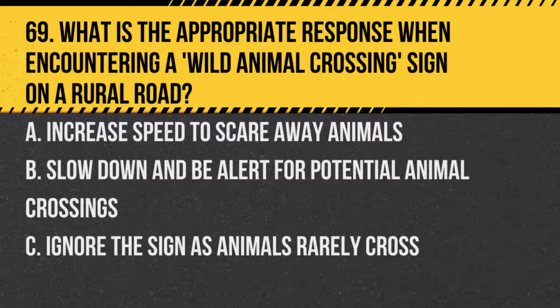Question 69. What is the appropriate response when encountering a wild animal crossing sign on a rural road? A. Increase speed to scare away animals. B. Slow down and be alert for potential animal crossings. C. Ignore the sign as animals rarely cross. Answer. B. Slow down and be alert for potential animal crossings. Wild animals can be unpredictable and may suddenly enter the road.